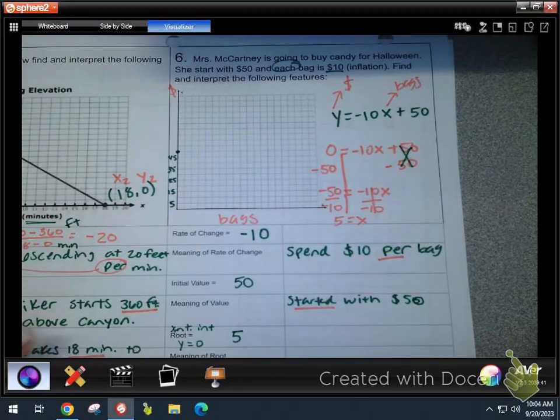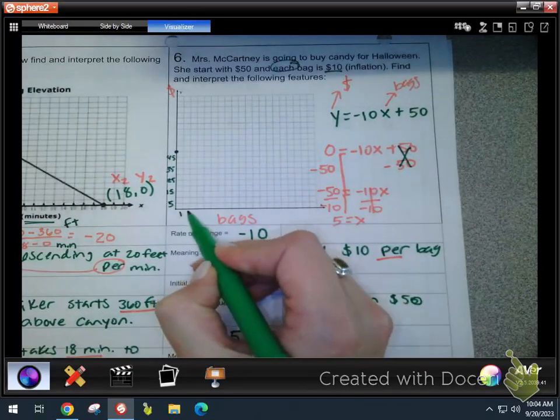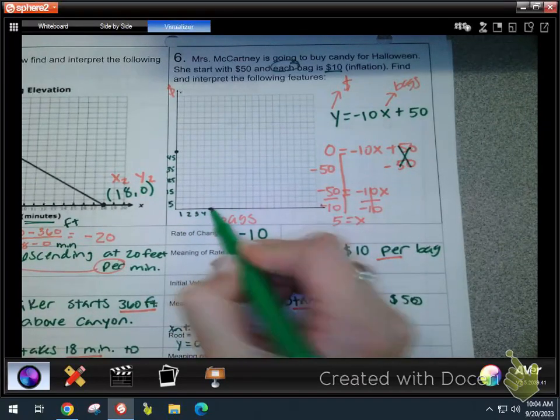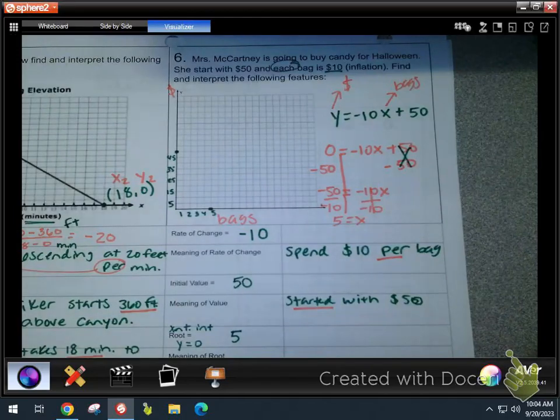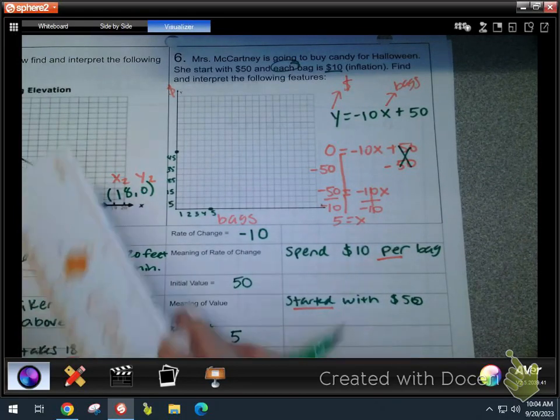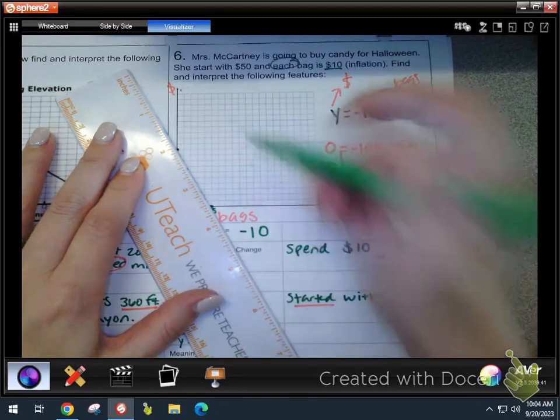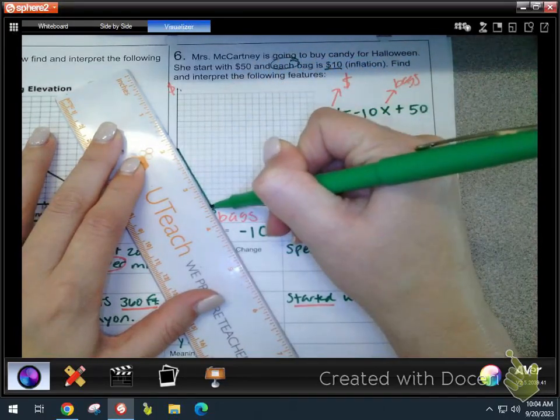You don't have to write all those numbers. I just put the fives. So I start with that. With our bags, we can count by ones because I only got to get to 5. 1, 2, 3, 4, 5. Here's my root right there. Does this make sense why my slope was negative? Yes. What is my line doing? Going down. It's going down.